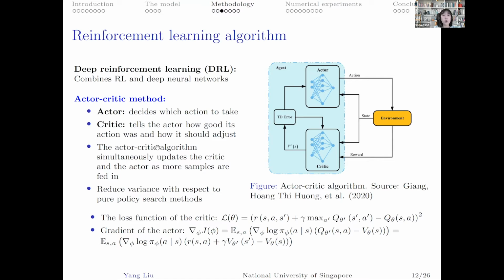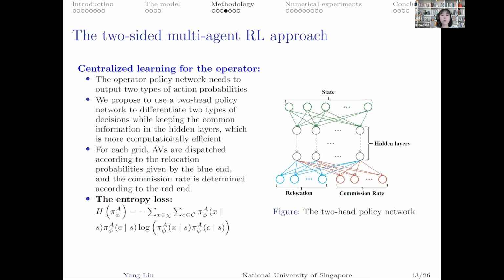Considering the operator, we have a centralized decision for the operator. The operator will make two types of decisions: the relocation decision and also the commission rate. In order to do that, we modify the policy network and propose a two-headed network.